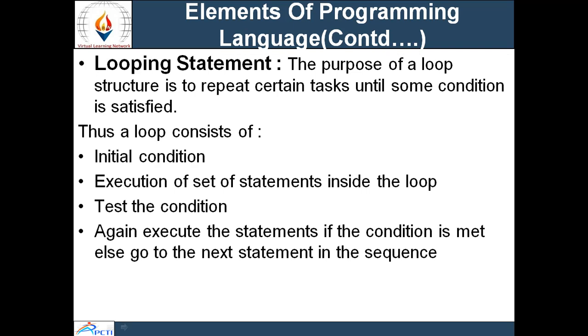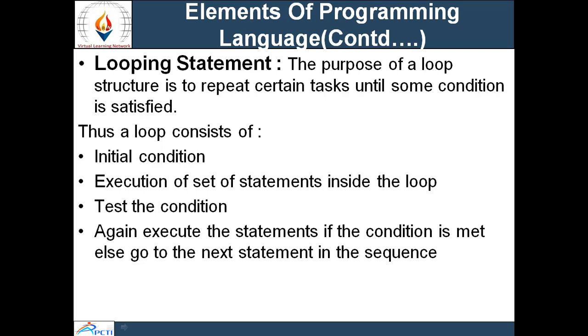Now the next one is the looping statement. The purpose of a looping structure is to repeat certain tasks until some condition is satisfied. Several variations of a loop structure are available in each programming language to handle different situations. A program loop consists of two segments, one is the body of the loop and the other is the control statement.